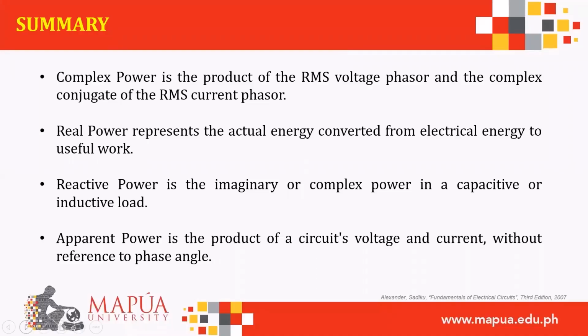Summary. Complex power is the product of the RMS voltage phasor and the complex conjugate of the RMS current phasor. Real power represents the actual energy converted from electrical energy to useful work. Reactive power is the imaginary or complex power in a capacitive or inductive load. Apparent power is the product of a circuit's voltage and current without reference to phase angle.